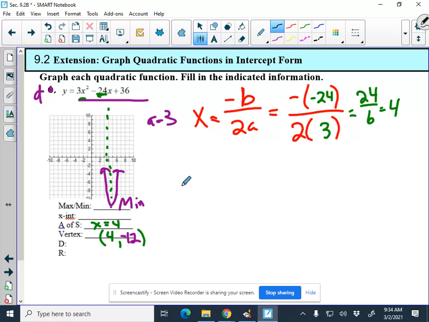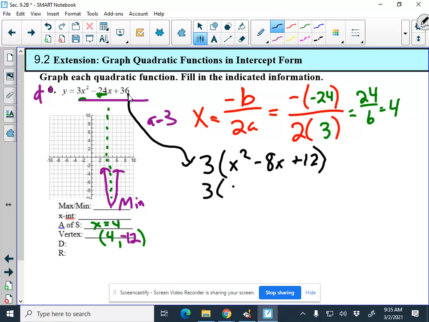To find the x-intercept, I want to try to put it in the other form now. So I'm going to take this, and I'm going to do what we call factor. We already know how to factor. We're going to take the 3 out of everything, and we would get x squared, because 3 times x squared is 3x squared. Minus 8x. Why? 3 times minus 8 is -24. 3 times 12 is 36. Everybody understand that?